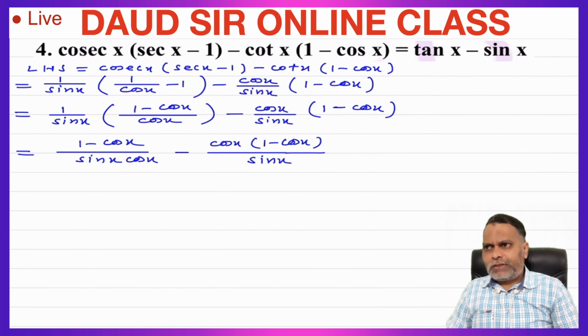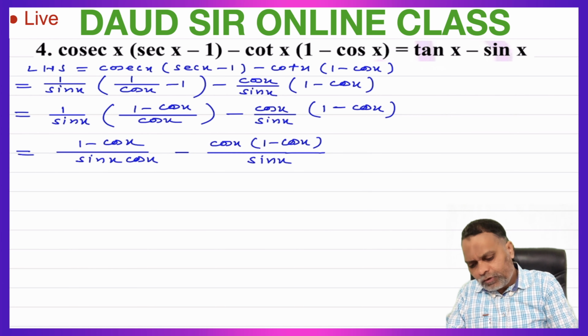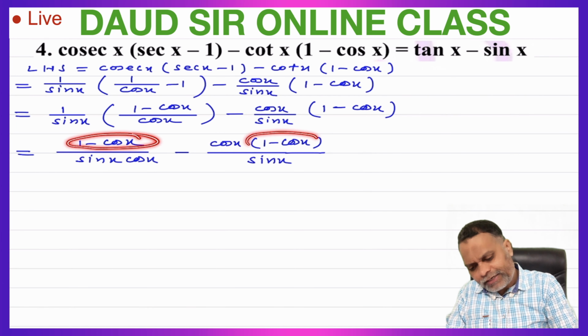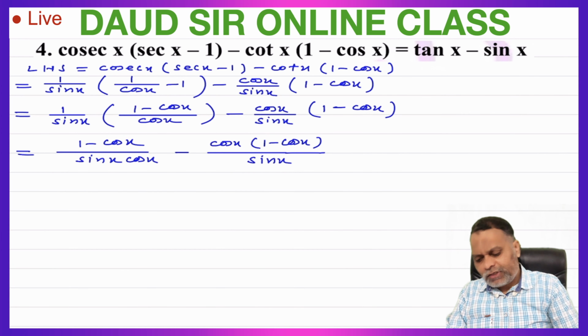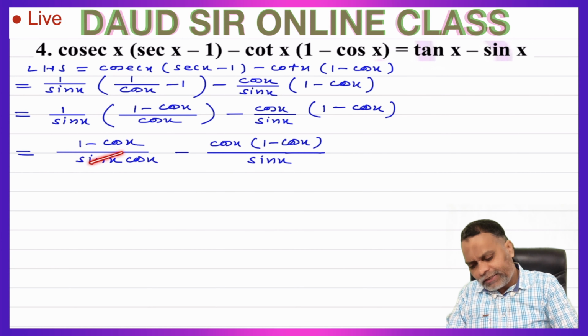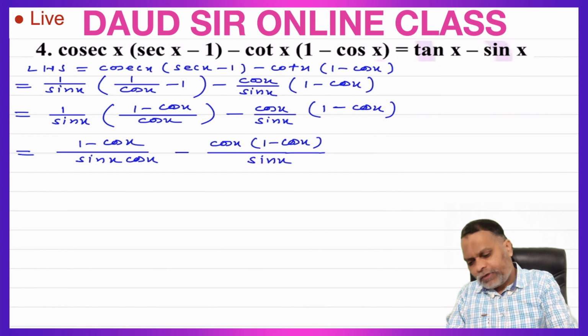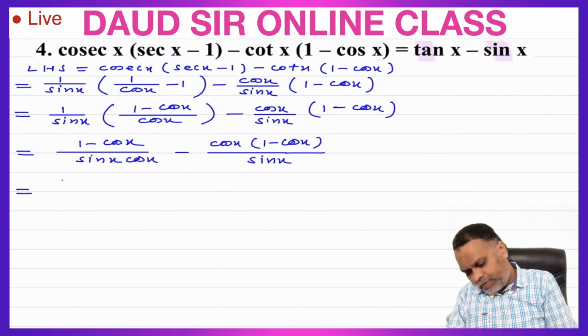Whenever something is common, first take out the common. After taking common, the sum will become very easy. So this 1 minus cos x here and 1 minus cos x here. So we can take out this factor common, and denominator sin x, sin x. So take out common (1 minus cos x) upon sin x.